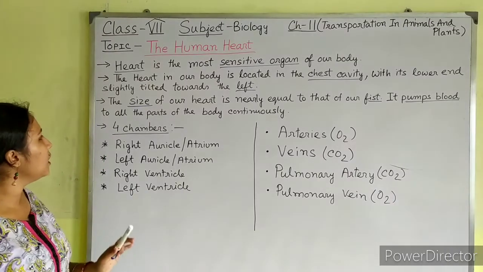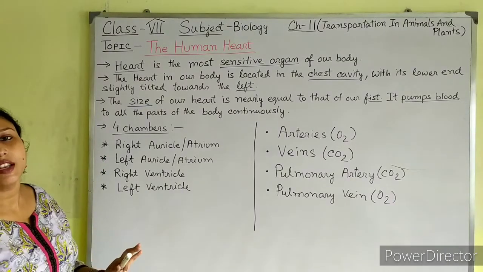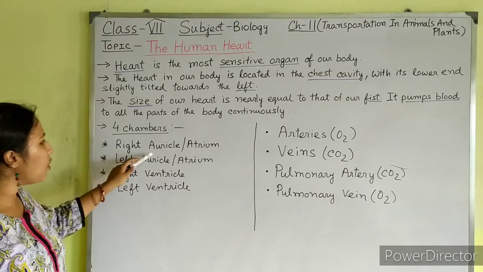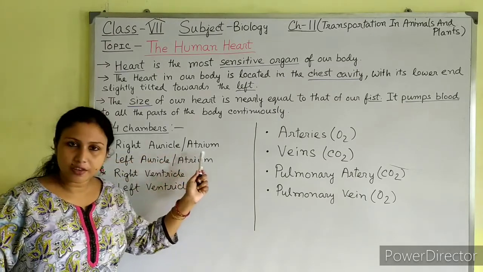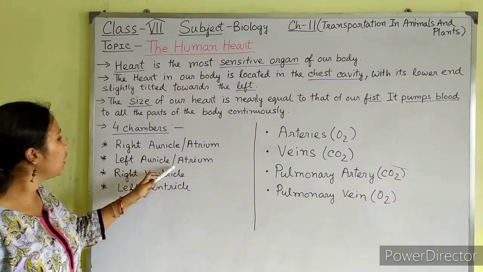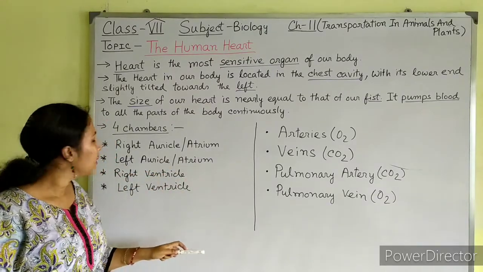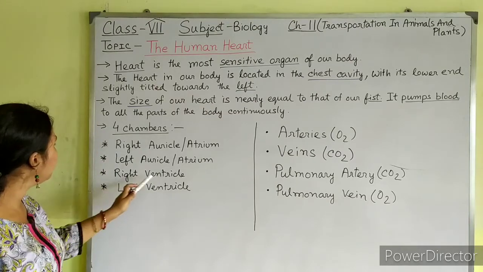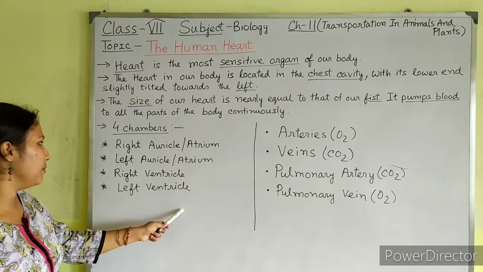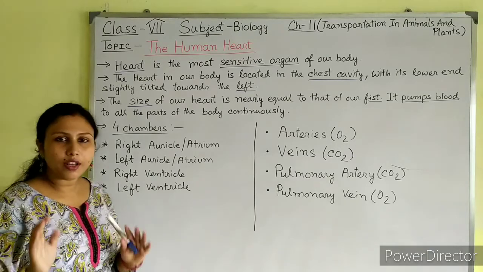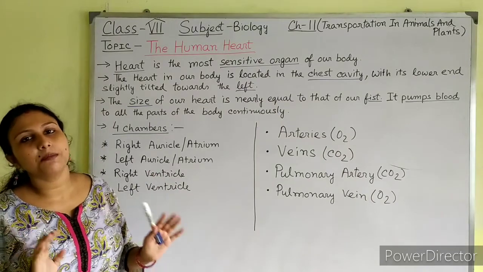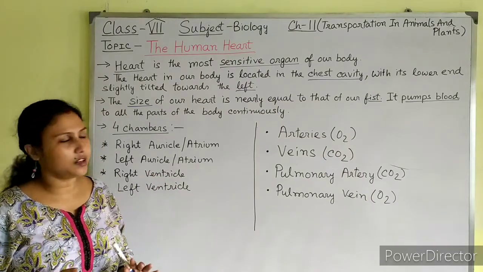Now students, there are 4 chambers in the heart. What are they? They are the right auricle or right atrium. Next is the left auricle or the left atrium. Next is the right ventricle, and the last is the left ventricle. These auricles and the ventricles form the 4 chambers of the heart.